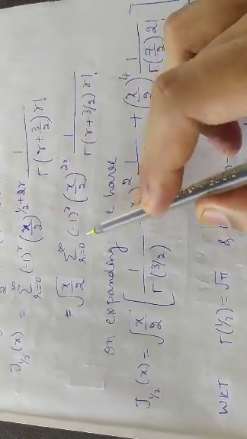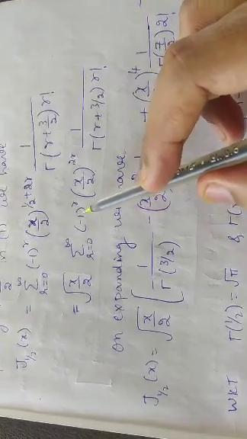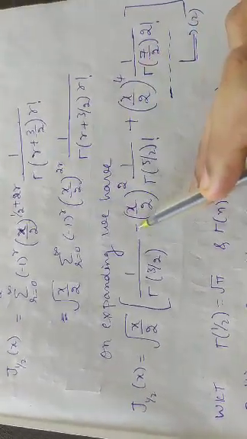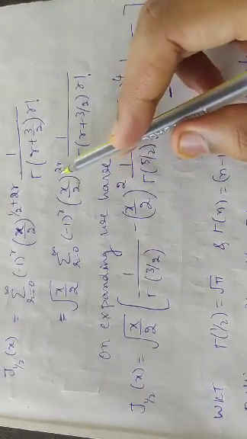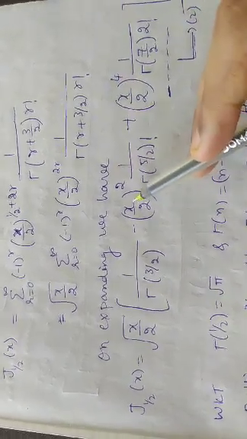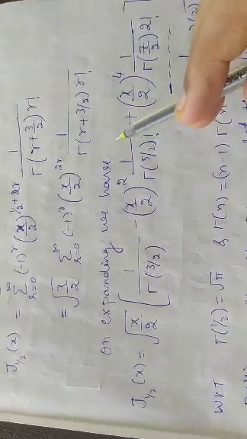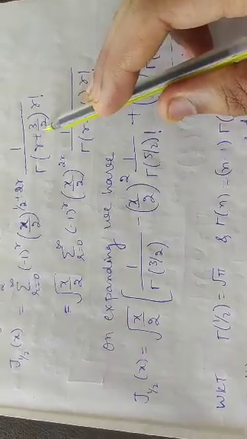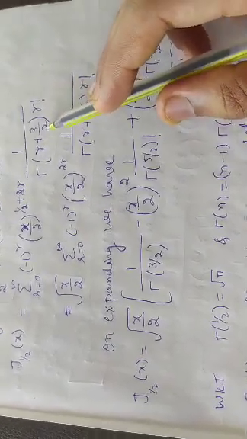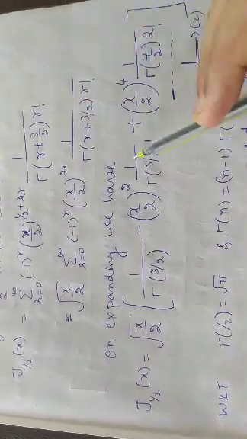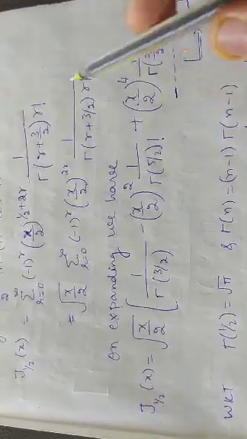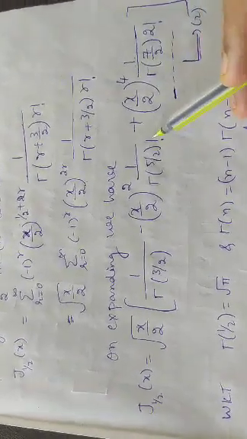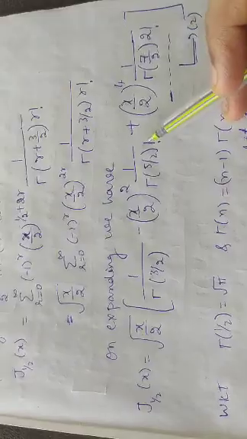Now next, r equals 1. Minus 1 whole power 1 is minus 1. Minus x by 2 whole power 2 into 1, which is x by 2 whole square, into 1 by gamma of 1 plus 3 by 2, which is 5 by 2, gamma of 5 by 2, into 1 factorial. 1 factorial is 1. So this is for r equals 1.